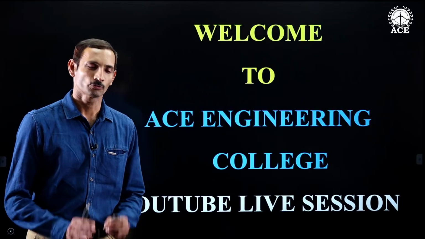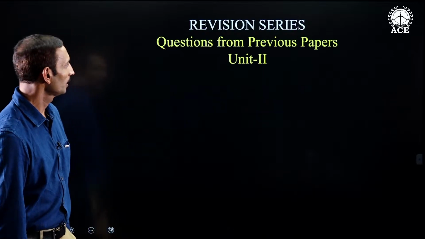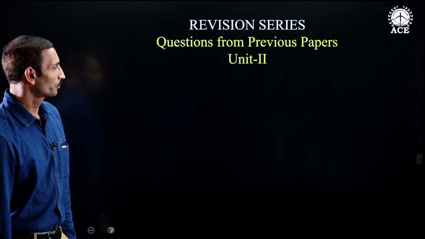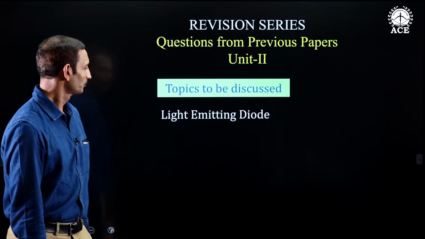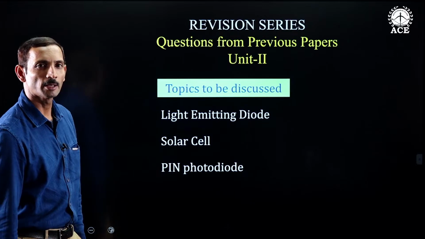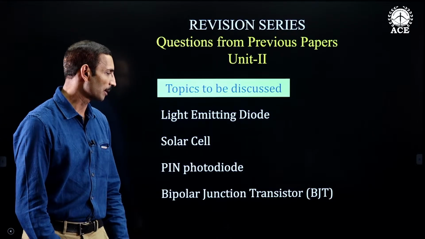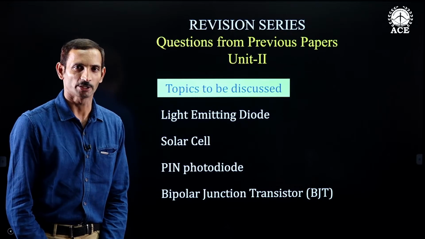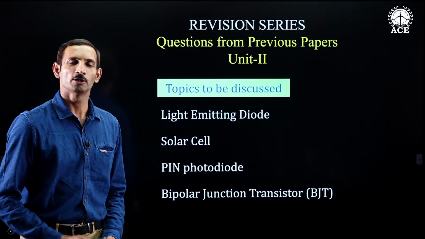What do we have to cover in today's session? The first one would be light emitting diode, the second one is solar cell, followed by a pin photodiode, and then we close with bipolar junction transistor, that is BJT. So these are the four topics that we will be discussing in today's session.